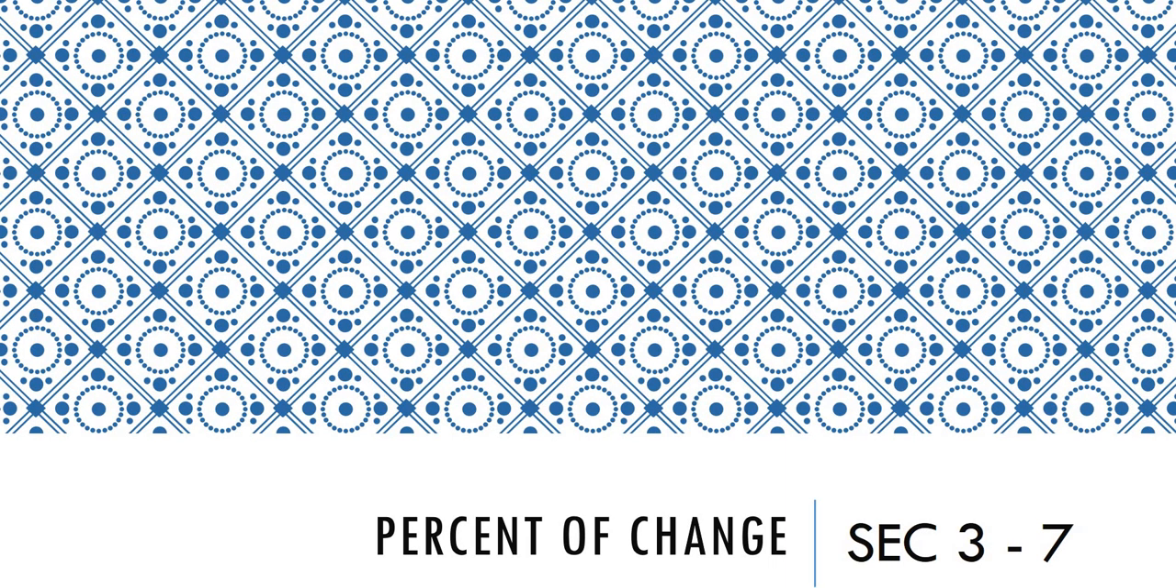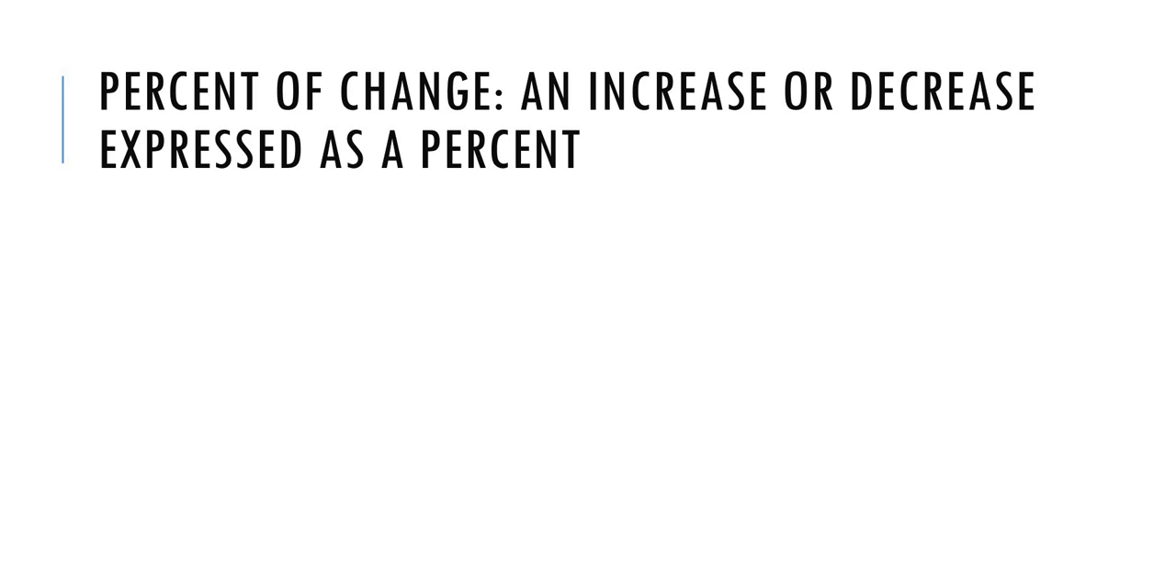Okay, we're going to talk about percent of change in section 3.7. So the first thing we want to look at is that percent of change is an increase or decrease expressed as a percent. So if I'm just talking about an amount, how much did something go up or how much did something go down, that's just the amount of change. But if I discuss that change as a percent, then we're talking about percent of change.